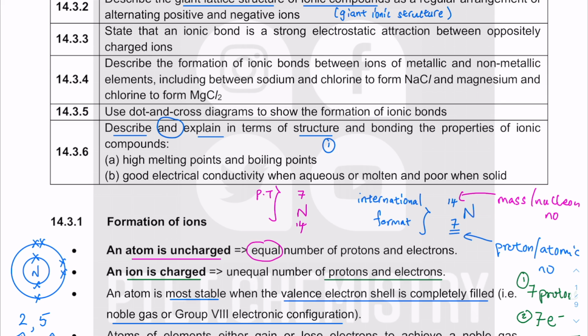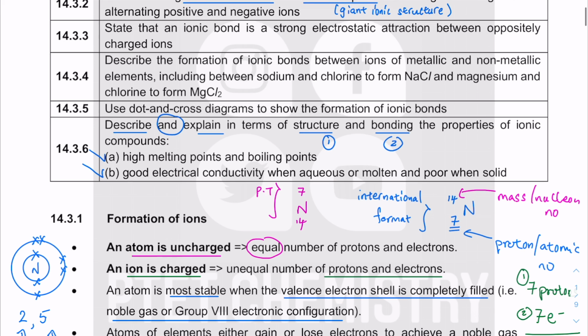So the structure is not bonding, bonding is not structure, so you have to specify what is the structure and what is the bonding. The properties of ionic compounds: high melting and boiling point. Ionic compound has high melting and boiling point. Ionic compounds conduct electricity, they are very good electrical conductors when aqueous or molten. Aqueous or molten, molten meaning liquid, not in water.